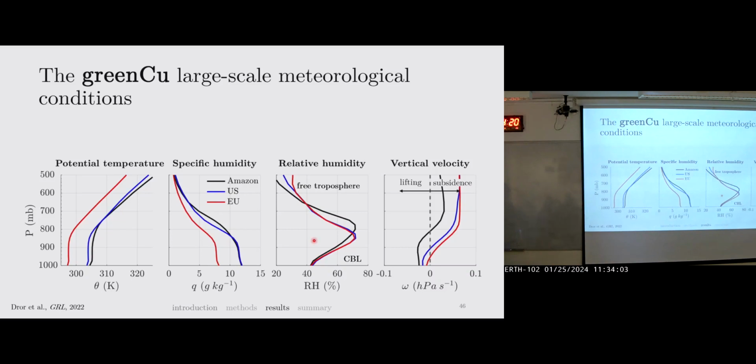In terms of large-scale vertical velocity, we see that throughout most of the free troposphere, we have this large-scale subsidence, which is dictating the inversions, and we have very mild updraft or large-scale updraft in the boundary layer. These conditions together then dictate the type of cloud or the cloud regime and the location of the clouds on the vertical.